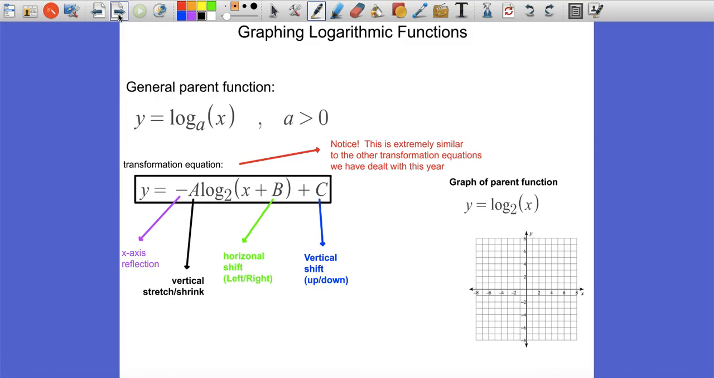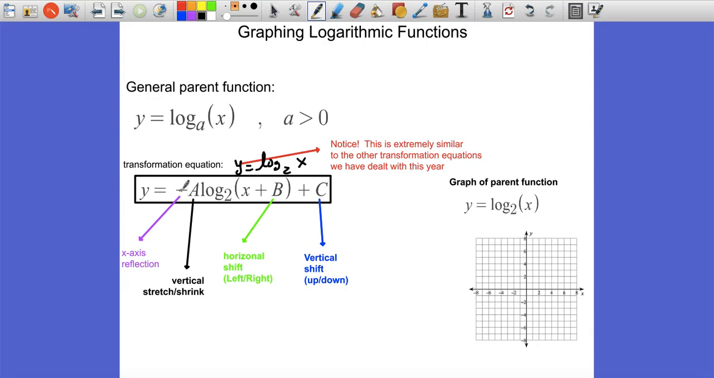Okay, our final concept here for this lesson is graphing logarithmic functions. So this should ring a bell. Our general parent function is just y equals log base a of x, where a is some number greater than 0. And the transformation equation is the same transformation equation we've used all along. We're going to assume that the parent function is y equals log base 2 of x for this one, hence the base of 2 right there. But it could be a base of 3 or base of anything.